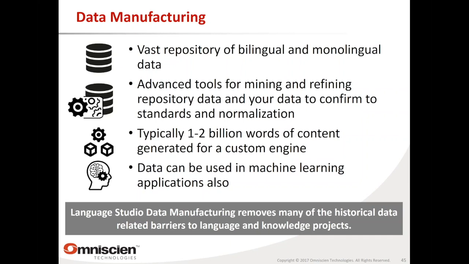It's not uncommon when we build a custom engine to manufacture and create somewhere between 1 to 2 billion words of content. And that gives you things like writing style, domain context, and many other things. That can also be put into machine learning applications, and that helps create other more advanced functionality. So where traditionally you might have had significant barriers to creating both custom engines or language processing, with our data repository, you're able to leverage that and you're able to create very, very sophisticated language and knowledge projects by leveraging our data repository in conjunction with your own data.